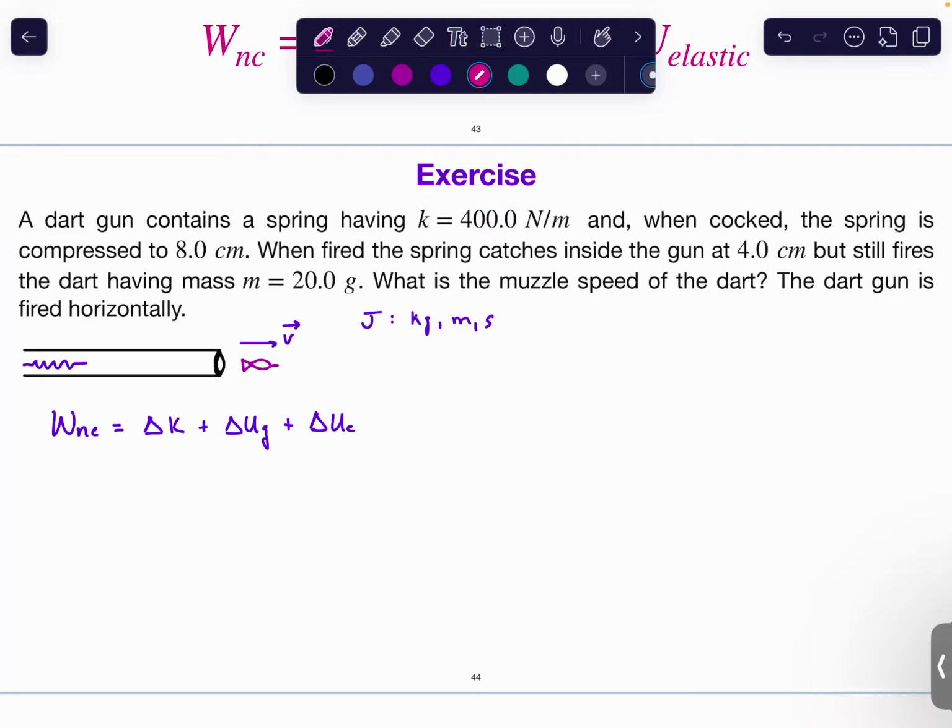No. This is all produced by a spring. Is there anything non-conservative? No. So that's going to be zero. Let's look at the gravitational potential.